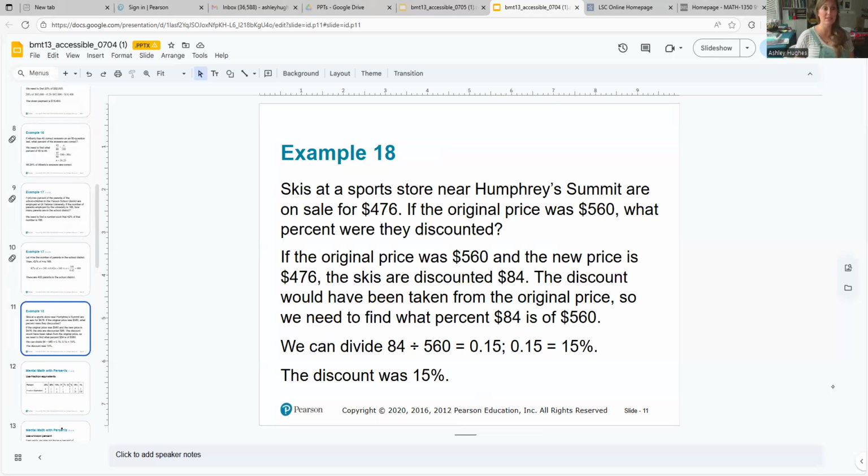So it's a little tricky, okay? You don't just put 476 over 560. You find the difference here. So first you subtract. You see the discount was $84. And we're going to take that over the original to figure out what the percent was. So if you just divide 84 by 560, you get 0.15. And if you want to multiply by 100 to get the percentage, that is 15%.